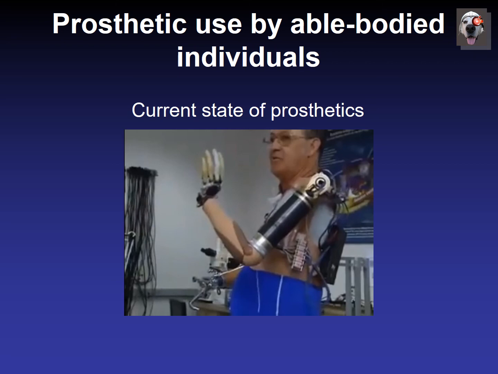But we see here a gentleman who lost both of his arms when he was working on electrical power lines, and a bolt went through him and caused him to lose his arms. And he has on his forearm, on his right arm, you can't really see it very well, the traditional prosthetic arm, which is basically just a hook with two digits that you can just open and close.